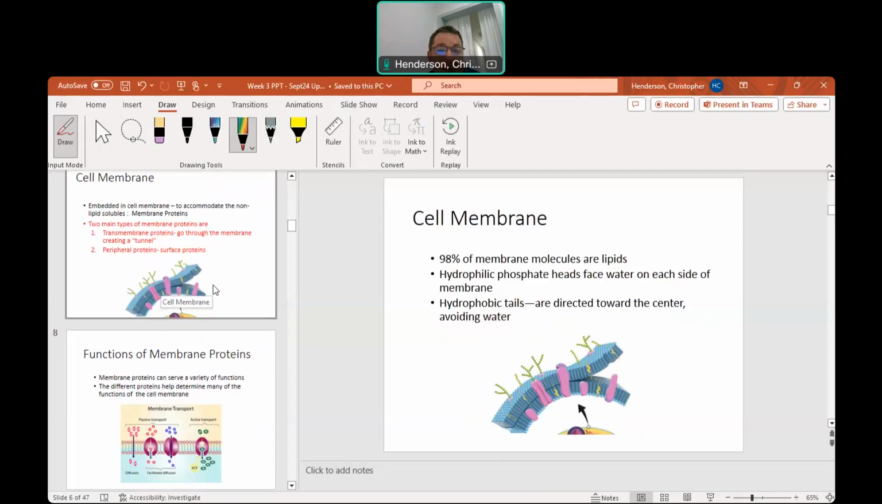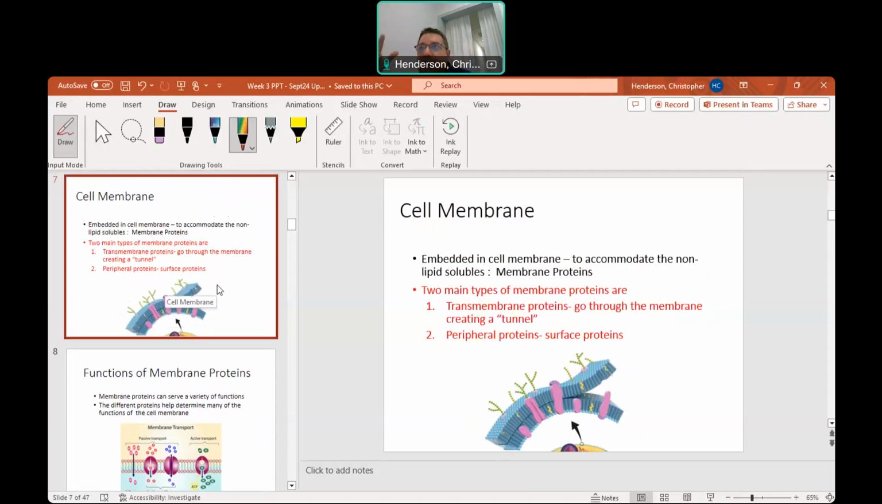Now, there are going to be some proteins. If you think about this, it's almost like a ball pit, like one of those kids' play places.